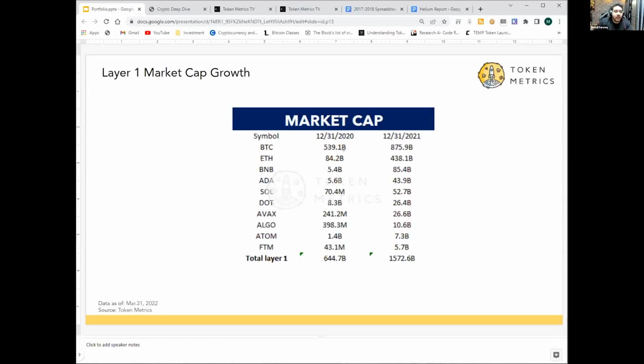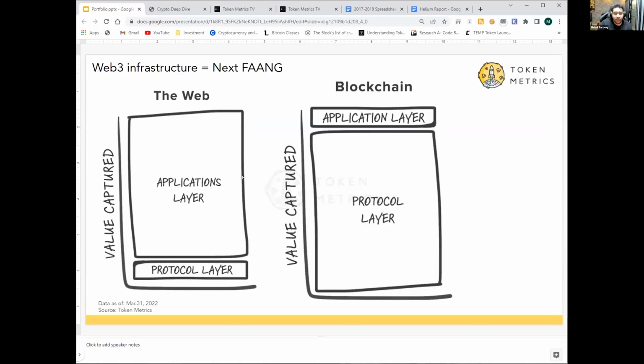Over a period of 1 year, I'm taking the end of 2020 to the end of 2021. ETH basically did 5x, BNB did 18x, and Solana did a crazy, I can't even do the maths here, from a 70 million market cap to 53 billion over here. So you're seeing the trend of this huge compounding happening in layer 1, and there's a reason for that. If you believe, just like myself, that Web3 will take over Web2, there's a reason why Web3 infrastructure could become the next FANG stock.